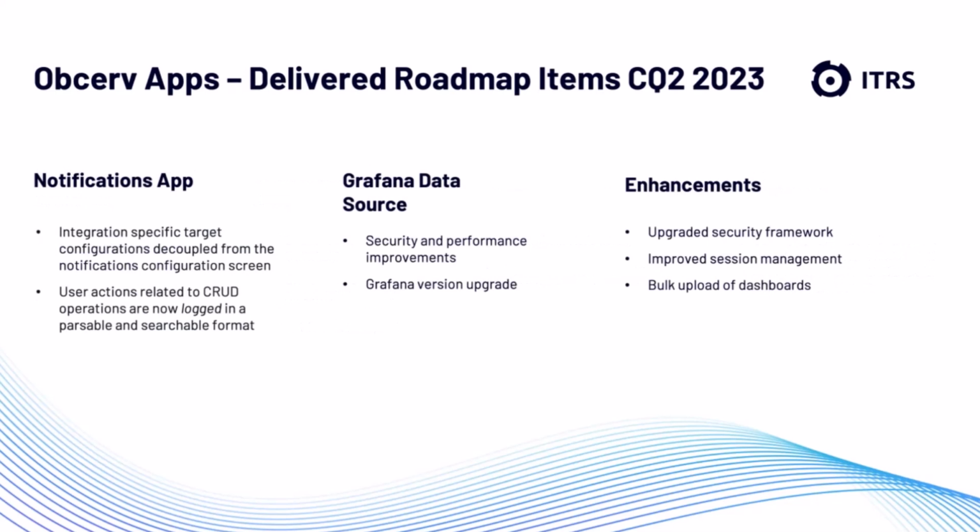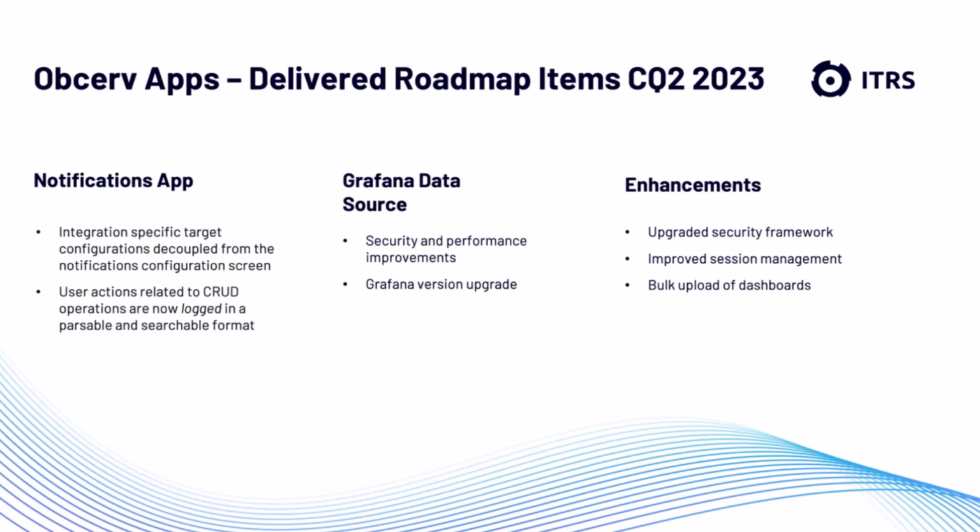Actioning user feedback, we have decoupled the notification targets, such as Slack, from the configuration of individual notifications and moved target configurations to a new screen within the UI. This change enables our users to manage targets independently of notifications, while simultaneously allowing several notifications to use the same target. Also, user actions related to CRUD operations, that is create, read, update, and delete, are now logged and can be viewed and investigated via the Logs app.